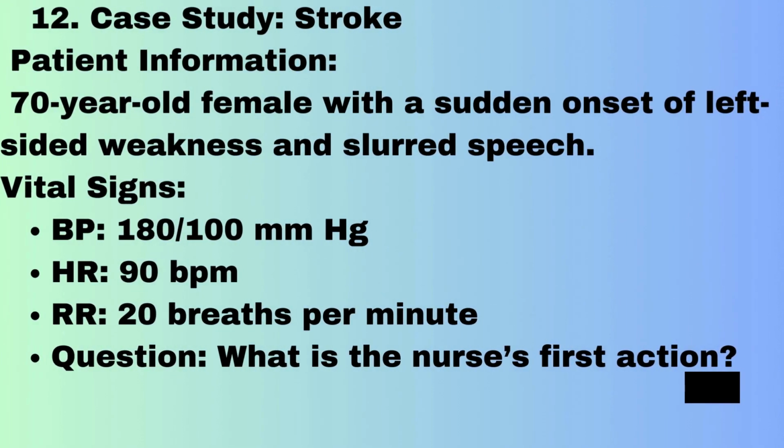Case study: stroke. Patient information. 70-year-old female with a sudden onset of left-sided weakness and slurred speech. Vital signs: BP 180/100 mmHg, HR 90 BPM, 20 breaths per minute. Question: what is the nurse's first action?